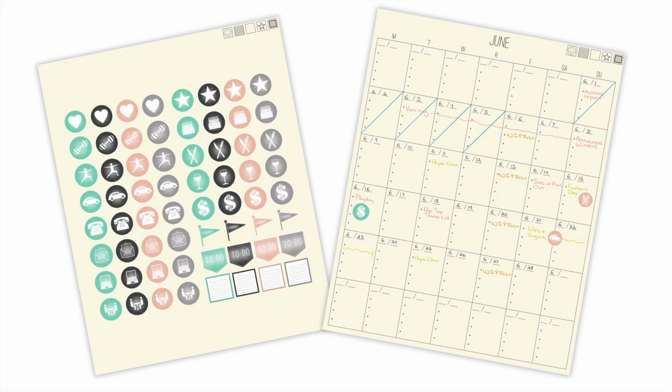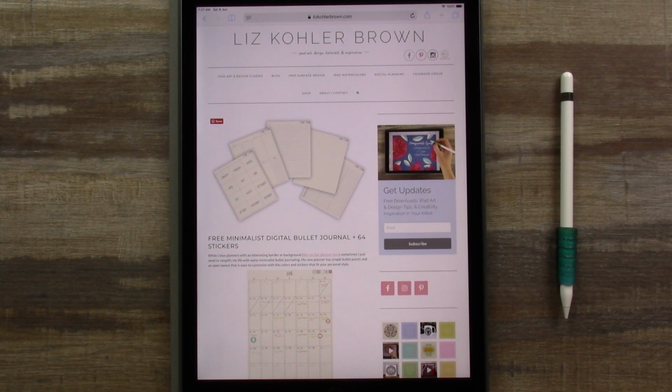I created this planner in a minimalist style because I really wanted it to be easy to customize with the colors and stickers that work for your personal style. So I want to show you a few different ways to customize it and make it your own. So first, let's take a look at how to download the planner.